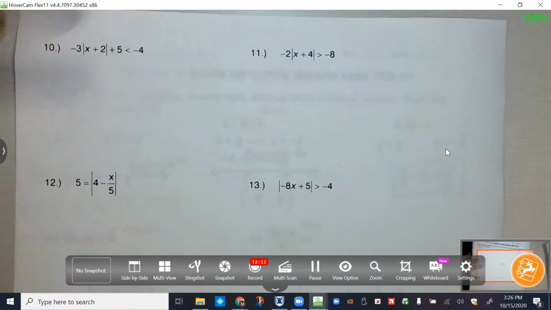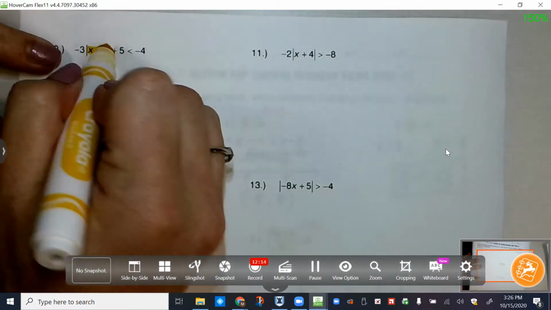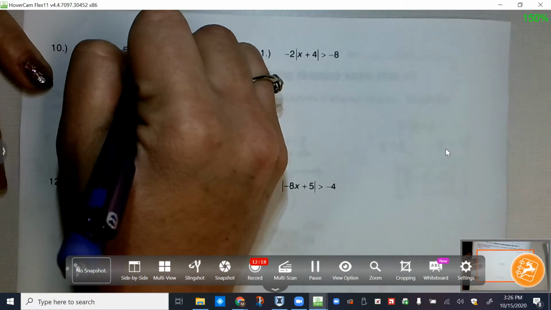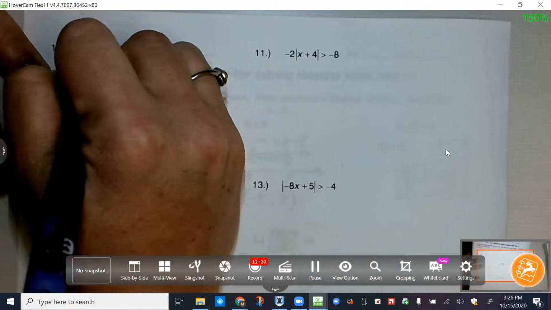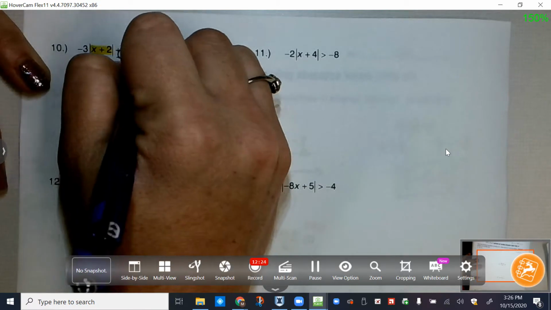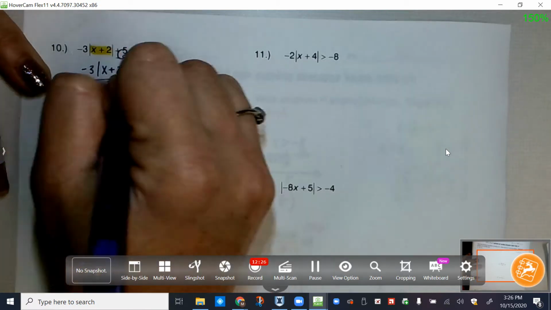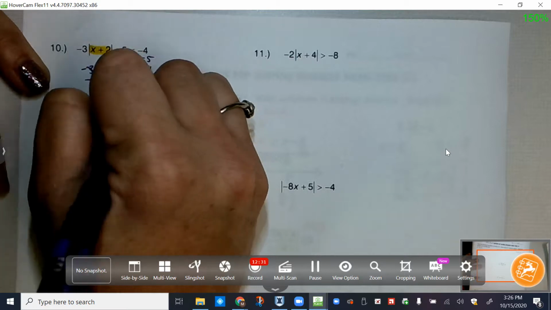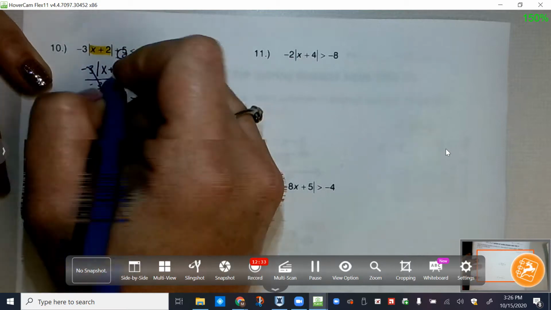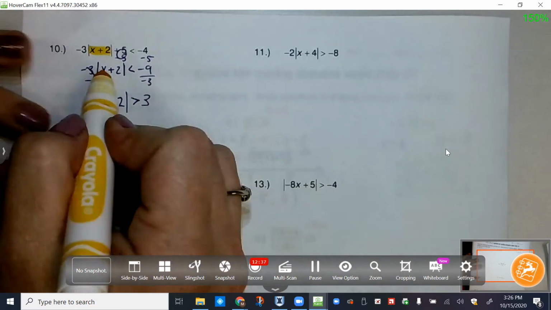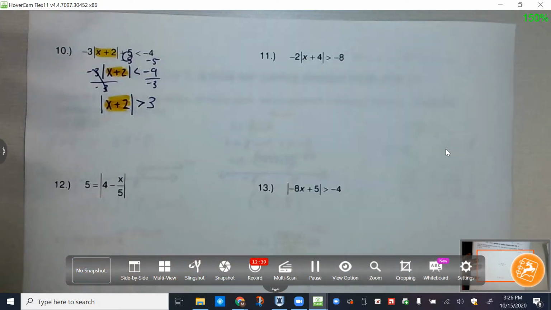Okay, number 10, if you notice we do not have our absolute value by itself, so we need to get it by itself. So I'm going to subtract 5 from both sides, and I get negative 3 times the absolute value of x plus 2 is less than negative 9. Now I divide by negative 3, divide by negative 3, and I get the absolute value of x plus 2 is greater than 3, because I divided both sides by a negative, I have to flip. Okay, we needed our absolute value to be alone, and now it is. So now I can separate and solve.